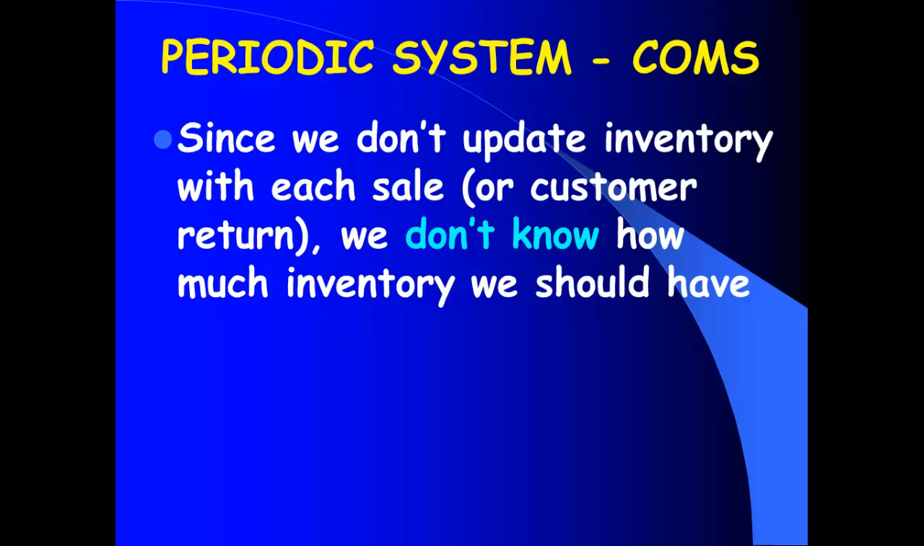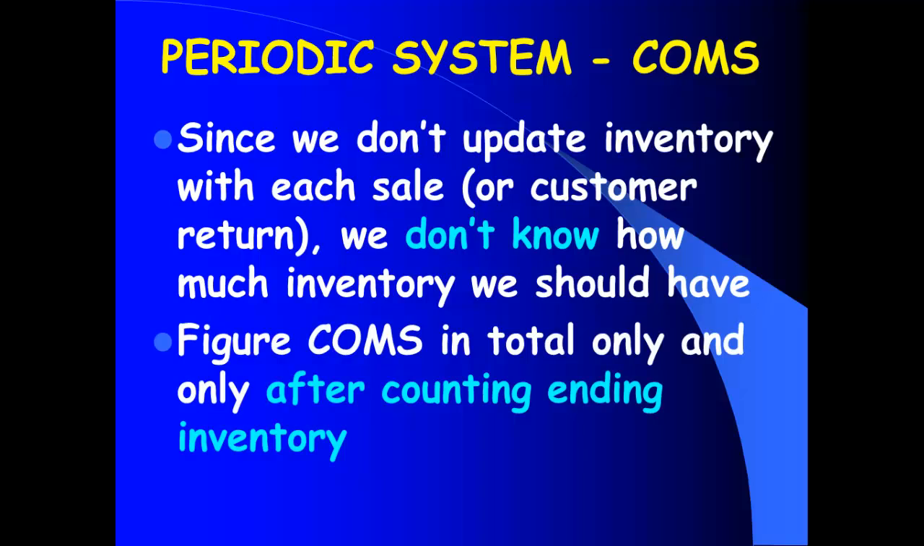Let's pick up cost of goods sold here. In a perpetual system, every time we make a sale, we figure the cost of what we just sold. Remember, we make that journal entry, debiting cost of goods sold, crediting merchandise inventory. Periodic system, we don't do that. We don't know how much inventory we should have on hand. Our books are never up to date. We still, for the period, need to know cost of goods sold.